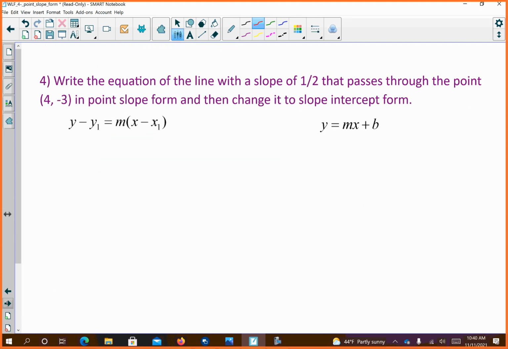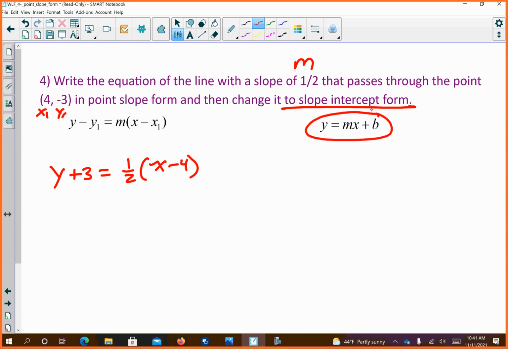Okay? So number 4 on the last slide says write the equation of a line with a slope of 1/2. It goes through this point, so that's x1, y1. So we could do that. We were just doing that. My y value is -3. It's now going to become a +3. My slope is 1/2. My x value was a +4. It's going to become a -4. Pass it through the point, and then change it to slope-intercept form. So this is slope-intercept form.